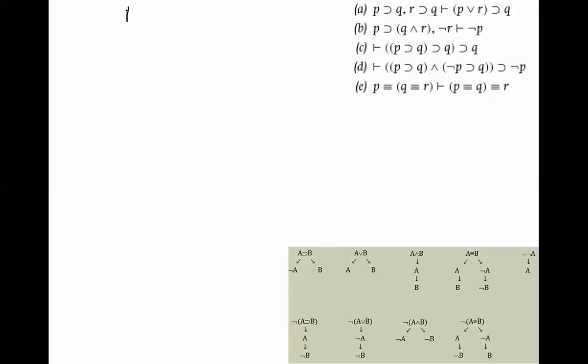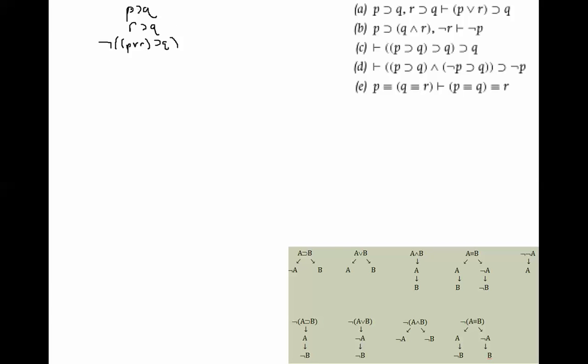So what you do with what we call the initial list, you start off by taking the premises: if P then Q, if R then Q, and then you take the opposite of the conclusion. You take the not of the conclusion: not the case that if P or R then Q. Alright?